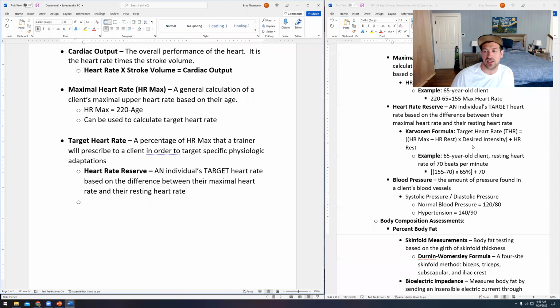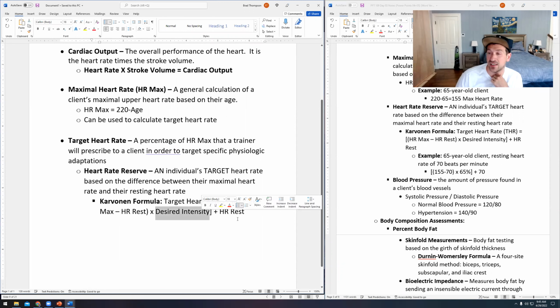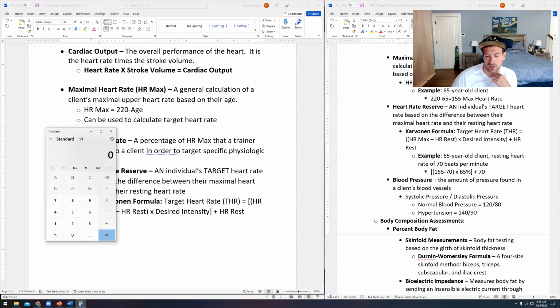And the way we're going to use this is we're going to use a formula called the Karvonen formula, okay? And the Karvonen formula is basically this. Target heart rate equals heart rate max minus heart rate rest, times the desired intensity, in the case I used, 0.8, 80%, plus heart rate rest back at the end. So we take our client from before, and it was 155 times 0.8. Their target heart rate was 124.